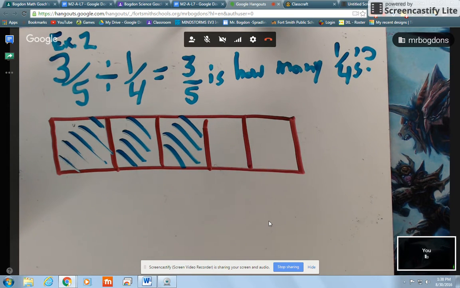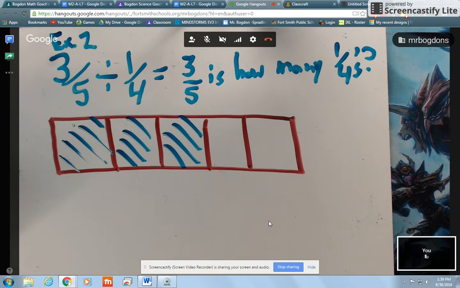So if I'm adding and subtracting fractions, can I add and subtract fractions with different denominators? No. Can I really compare fractions with different denominators? No. It's kind of hard to do. So what do we do whenever we want to compare fractions to make sure that all the pieces are the same size? We have to find a common what? Denominator. All right, so let's look at 5. Let's look at 4. Is there a common multiple between 5 and 4?